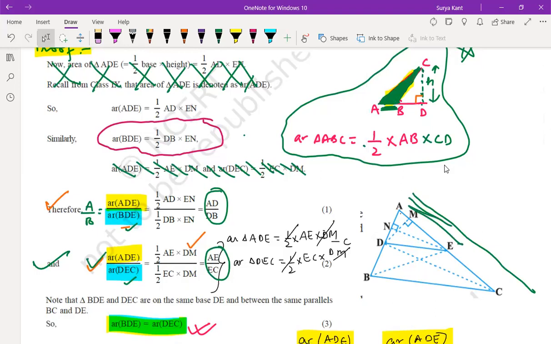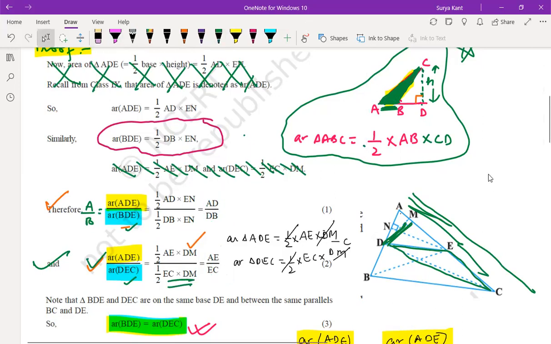For this triangle DEC, the height is DM only and the base is EC. The same thing is mentioned over here: half AE into DM divided by half EC into DM. Ultimately we are getting this both equal. So now we have to prove only this much: AD by DB is equal to AE by EC.